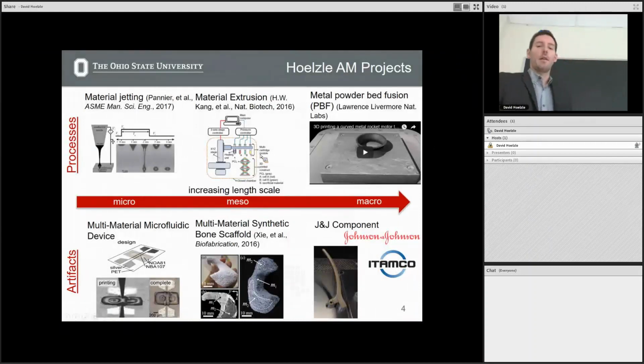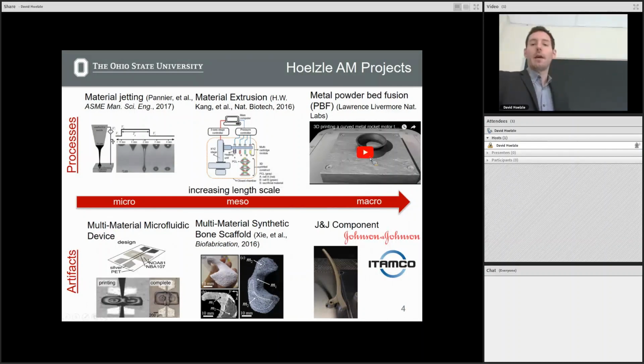I've also looked at slightly larger scale. Those of you who have seen MakerBots, this is a tool that I've used that's fairly similar to MakerBots. It's actually all at room temperature, so it doesn't melt the material. But we've looked at making synthetic bioscaffolds with this. I don't have an artifact here to show you.